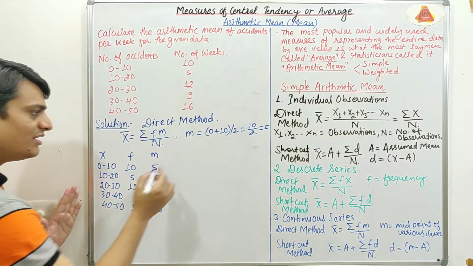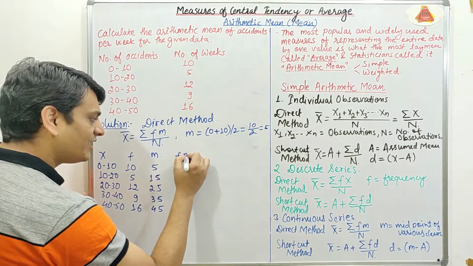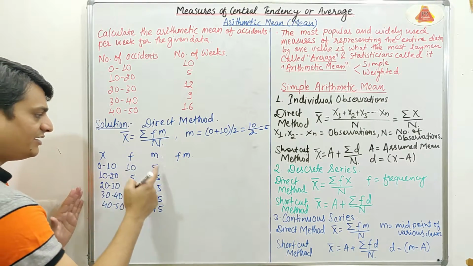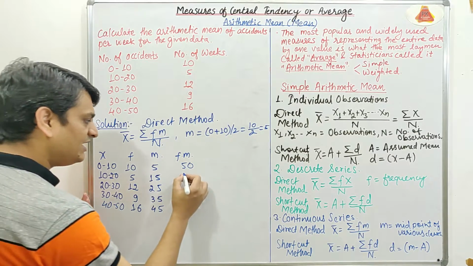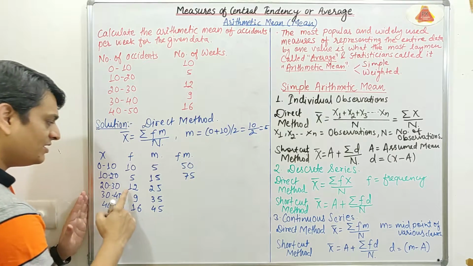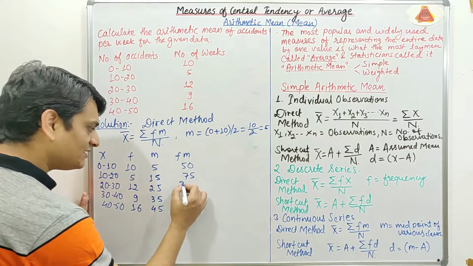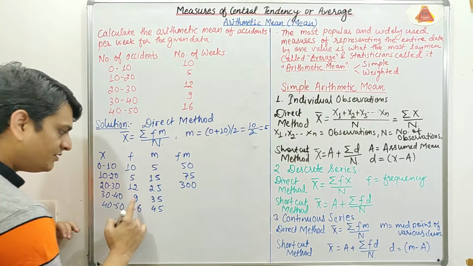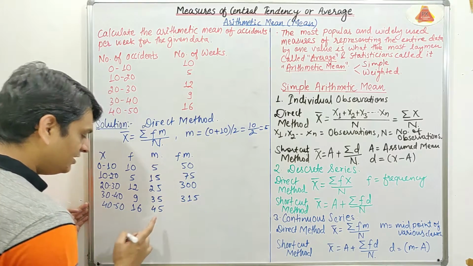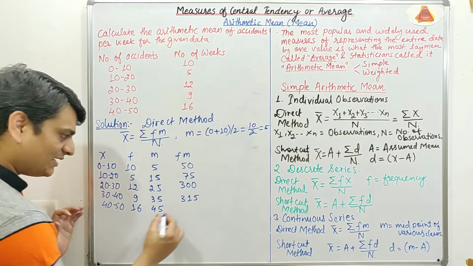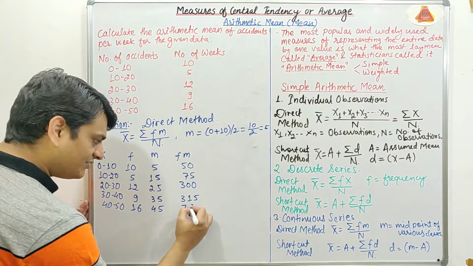Now here we have to calculate fm in the next column. So 10 into 5 is equal to 50. 5 into 15 is equal to 75. 12 into 25 is equal to 300. 9 into 35 is equal to 315 and 16 into 45 is equal to 720.